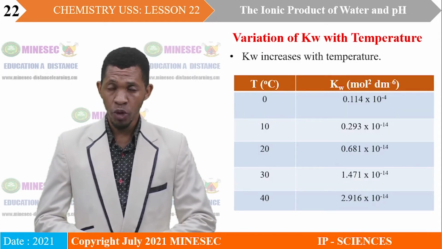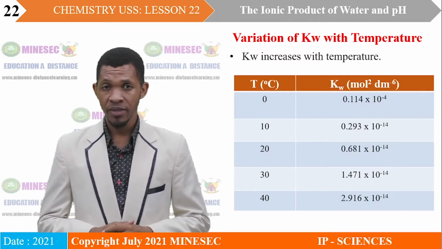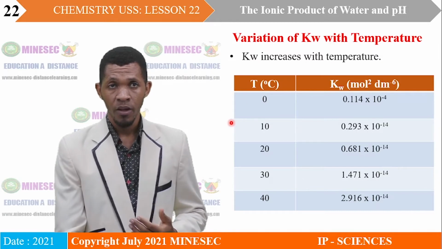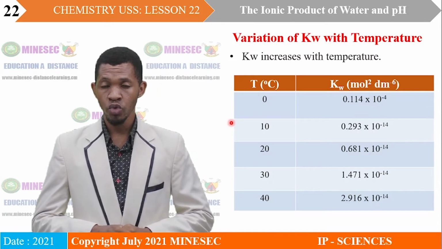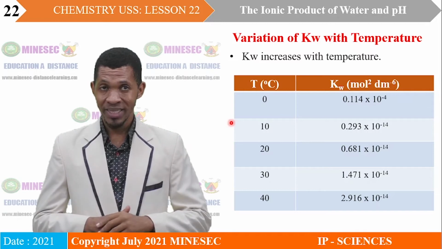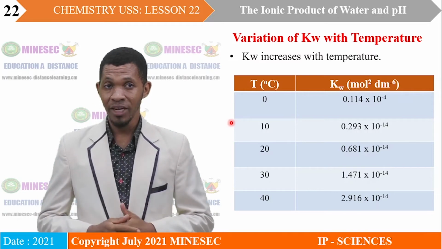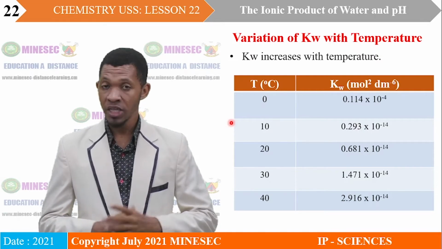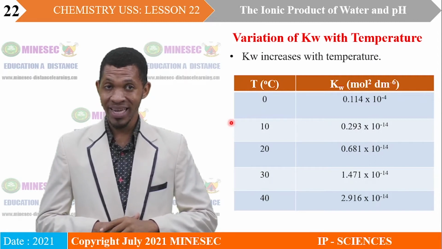Variation of ionic product with temperature. Now, looking at the table on your screen, you notice that at 10 degrees Celsius, the ionic product of water has a value of 0.293 times 10 to the power negative 14 mol per dm to the power negative 6. At 20 degrees Celsius, it has a value of 0.681 times 10 to the power negative 14 mol per dm to the power negative 6.